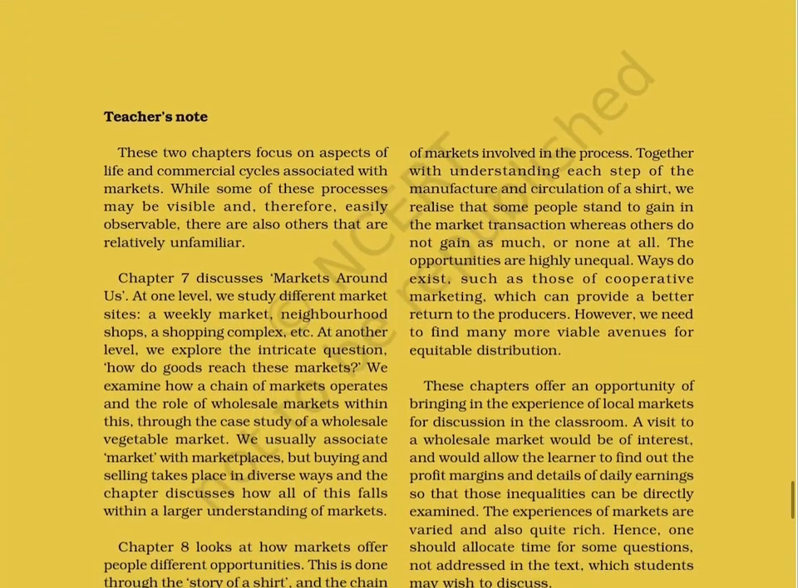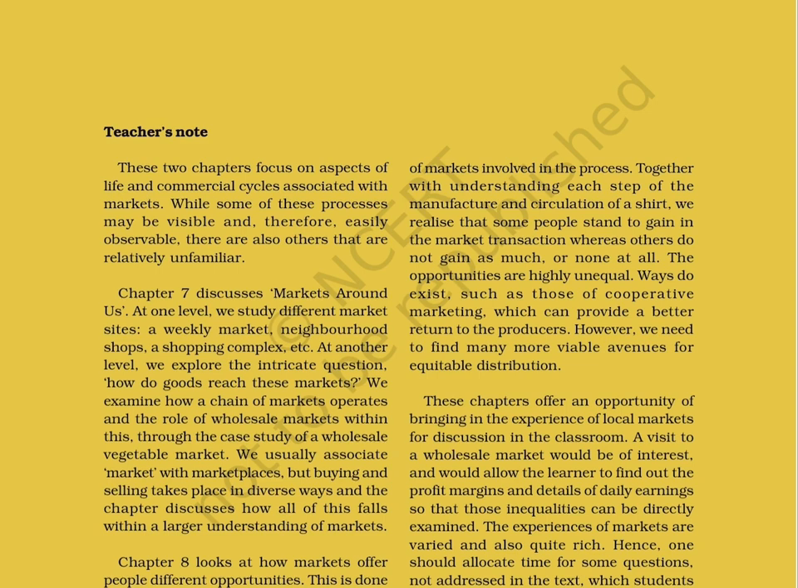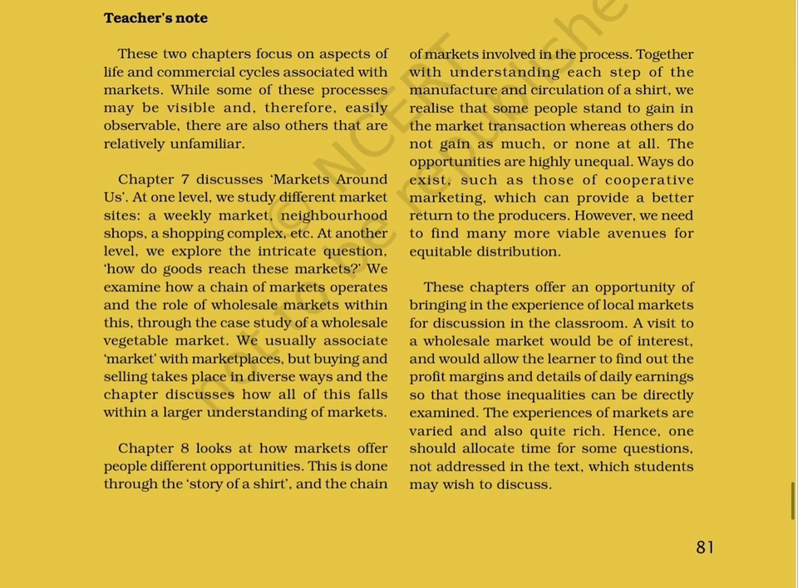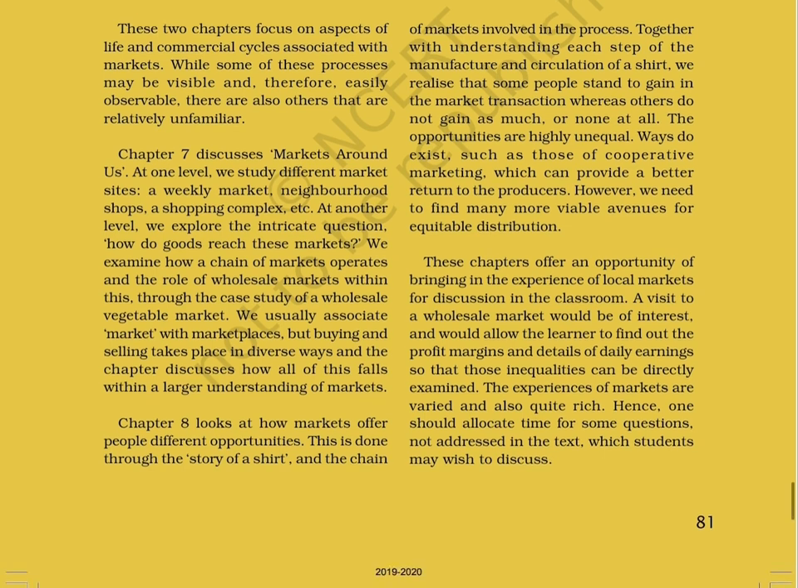These 2 chapters focus on aspects of life and commercial cycles associated with markets. While some of these processes may be visible and, therefore, easily observable, there are also others that are relatively unfamiliar. Chapter 7 discusses markets around us. At one level, we study different market sites: a weekly market, neighborhood shops, a shopping complex, etc. At another level, we explore the intricate questions. How do goods reach these markets?